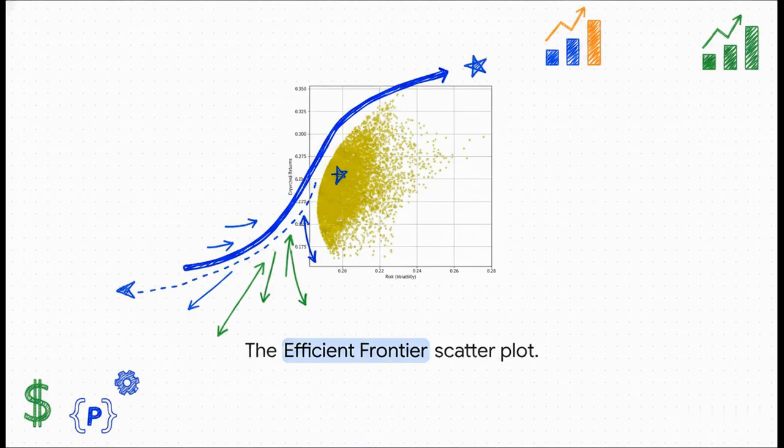Plotting all those random portfolios creates this massive scatter plot of dots. And that sweeping curve forming the left and top edge of the mass, that is the efficient frontier. Any portfolio landing exactly on that outer edge represents the absolute best possible return for that specific risk level. Anything inside the curve is, well, mathematically suboptimal.